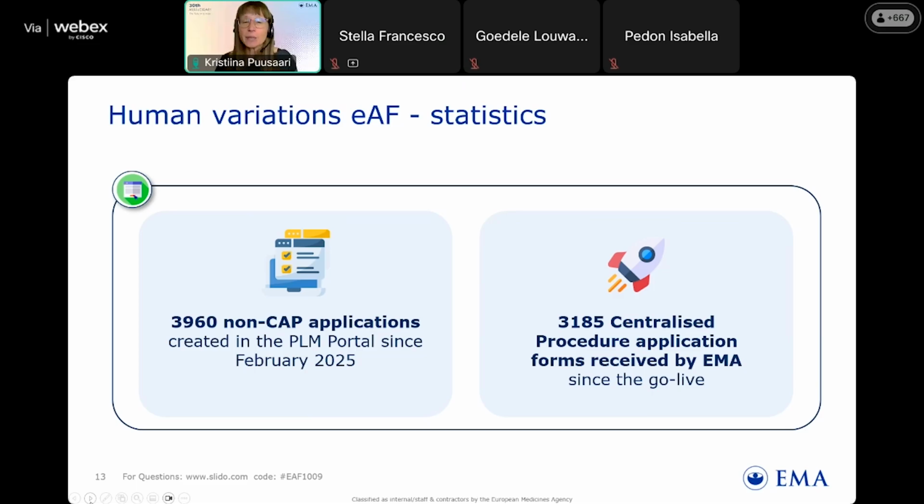And up to this week, we have received nearly 3,200 centralized procedure application forms by EMA using the new PLM portal web-based application form. So with the centralized procedure, we are between, let's say, 50 and 70% of usage, and we are in strongly recommended use. Hence we are now moving to strongly recommended use for non-CAPs as well, because we know that it will take some time to fully move into the new processes.